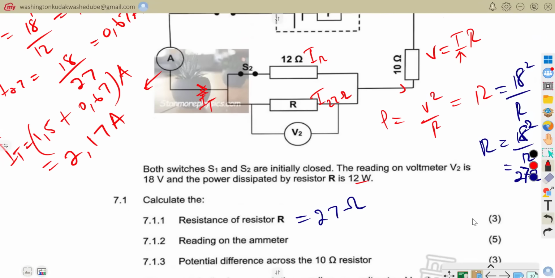So here I was just going to say what? Potential difference there was going to be equal to 2.17 amps times 10. That was going to give you 21.7 volts. That is how we were going to calculate that.